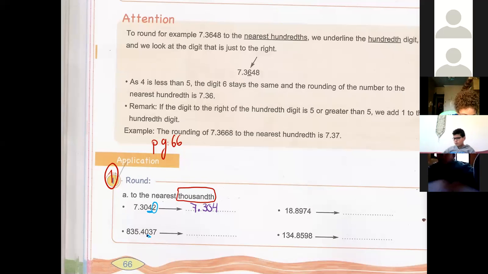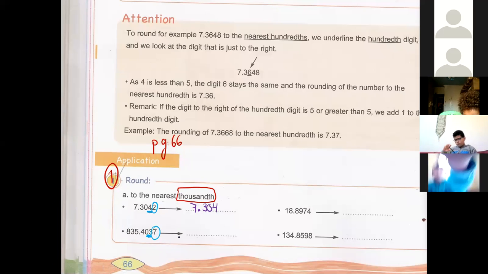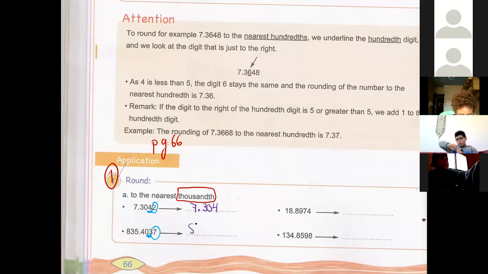Three. Okay, we underlined the 3 and circle 7. And then 7 is higher than 5. So we add plus 1 to the 3. So the answer is? 835.404. Bravo, Mahdi. Thank you. Proud of you. Mariam, second one.